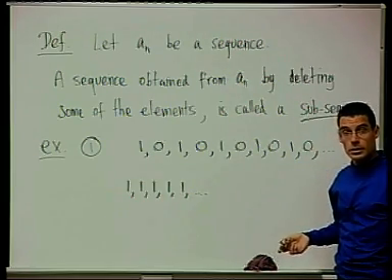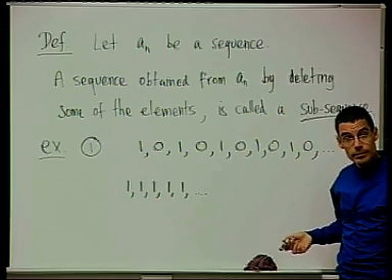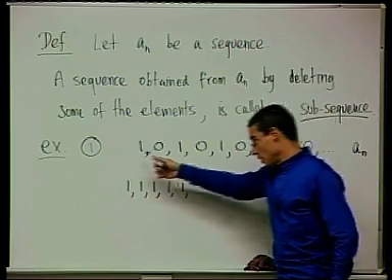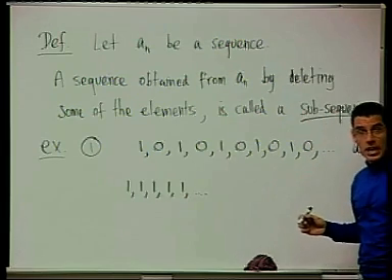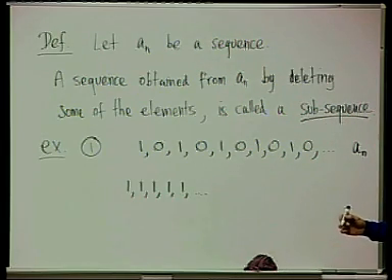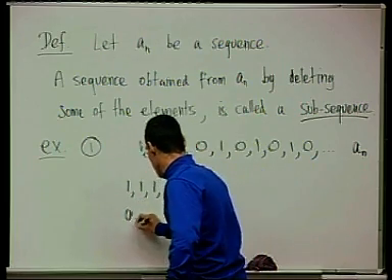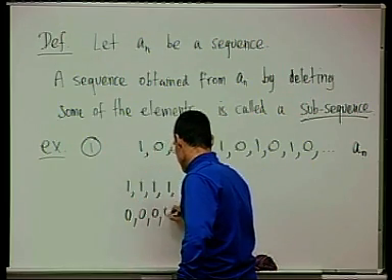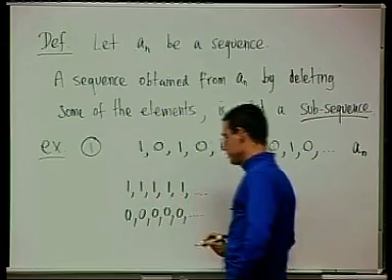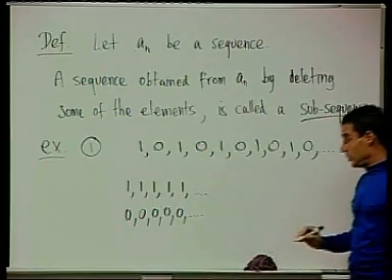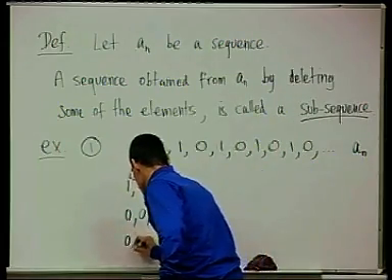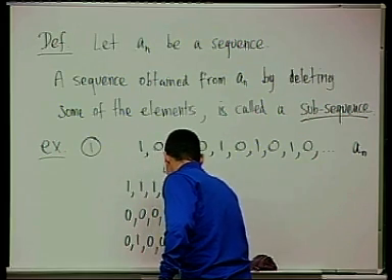It's just every second n, all the odd indexed elements. Okay? So this is a subsequence of a_n. Do you agree that this is a subsequence of a_n?